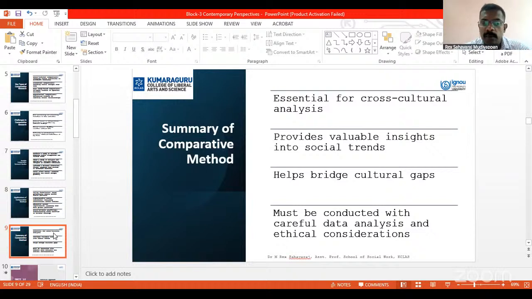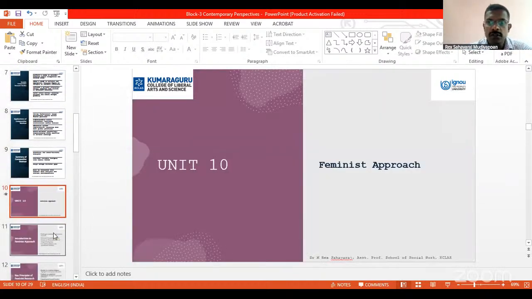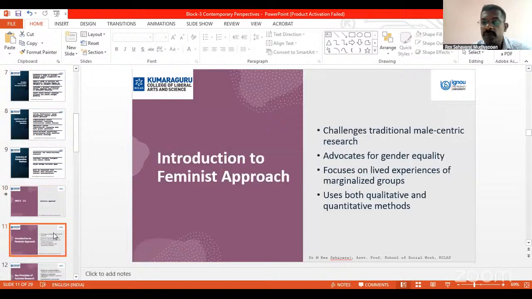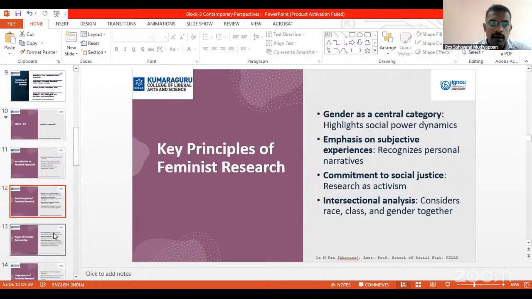We summarized the comparative method, and we also learned about the feminist approach. What is feminism? We just had an introduction to it, and how we need to move from male-centric research to female-centric research. I'll also give examples today on female-centric research. The key principles of feminist research are to see gender as a central category, emphasize subjective experiences, commitment to social justice, and interactional analysis.